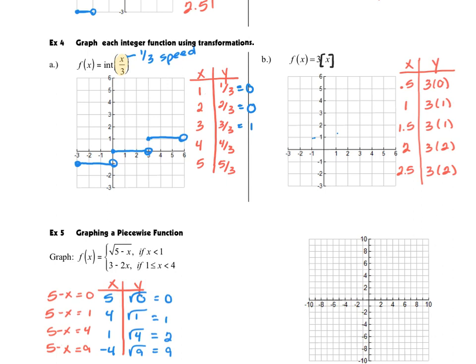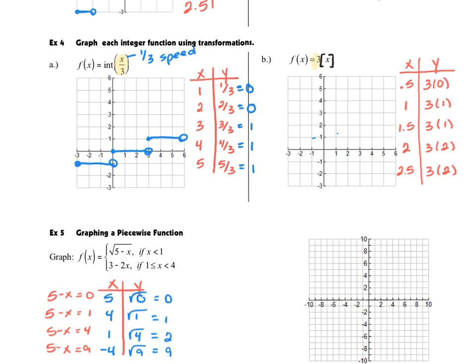4/3 is 1 and 1/3, so that's still not yet to 2, so that stays at a 1. And 5/3 is going to be 1 and 2/3, also still not up to the 2, so it evaluates at a 1. So that's another way to look at how to understand why those steps are staying the lengths that they are. On the next one, our transformation is going to be on the y.